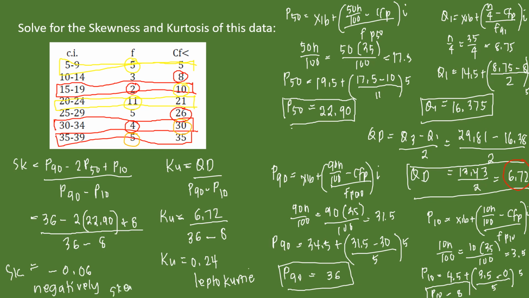This means that most of the scores are located on the left side of the distribution. I hope that you were able to understand how to solve for the skewness and the kurtosis of a certain data.